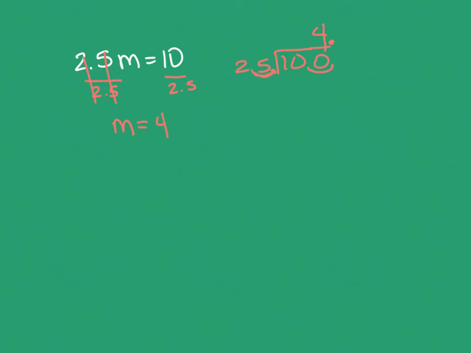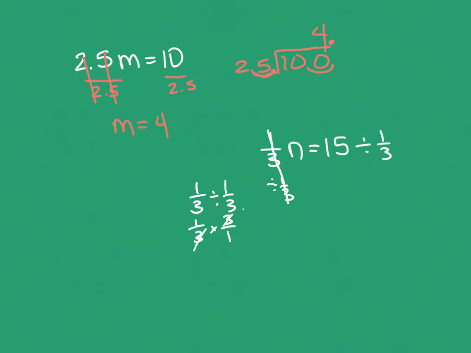How about another one? Let's go with 1/3 n equals 15. Here is my variable. My goal is always to isolate my variable. He's being multiplied by 1/3. So I'm going to divide by 1/3. Divide by 1/3 to both sides of the equation. 1/3 divided by 1/3 cancels out, right? Because you get 1/3 divided by 1/3, keep, change, flip, cancels, cancels. Well, it reduces down to 1, and you get 1/1.